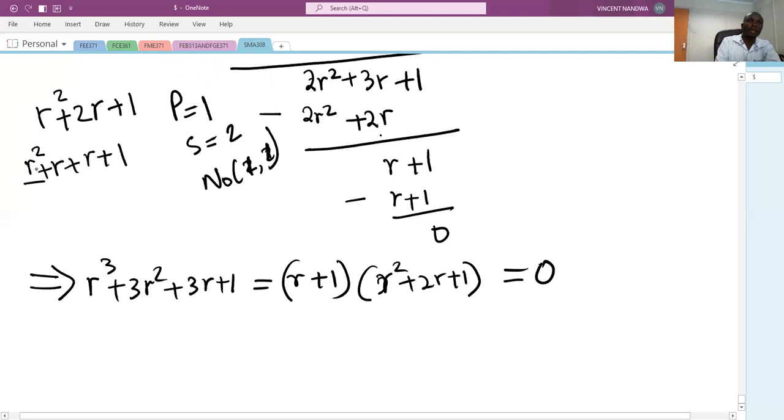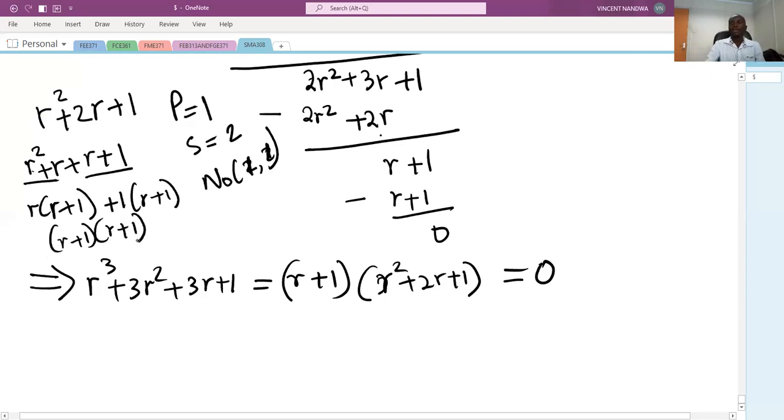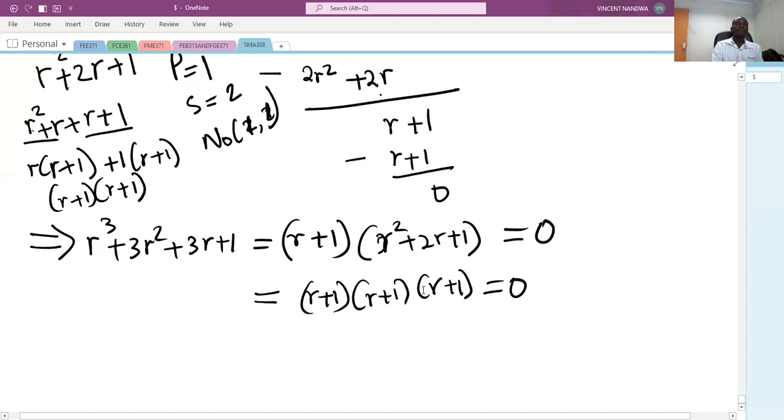So common is r in this first pair, r into r plus 1. Common here is 1 into r plus 1. So we'll have r plus 1 times another r plus 1. So this cubic is r plus 1, r plus 1, r plus 1, which is 0. So this is a case of a repeated root. So the values of r1, r2, r3, all of them are the same, -1. So r1 equals r2 equals r3, and the answer is -1.